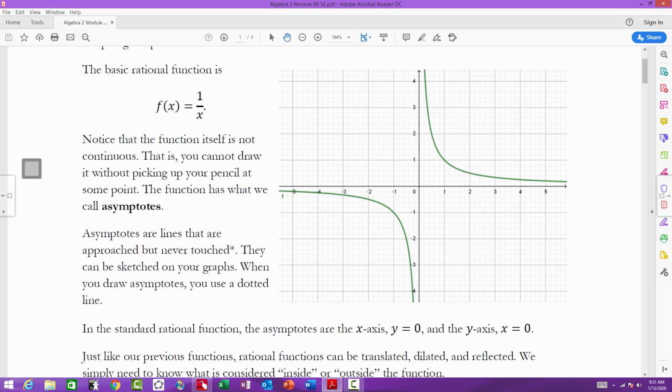Notice right off the bat that the function itself is not continuous, which means that I cannot draw this graph without at some point picking up my writing utensil, right? I start over here, way off forever. I come in, I go down forever, and then at some point, in order to get the other half of it, I'm going to have to pick up my pencil and come back in and draw the other half of it. So this is not a continuous graph. This is a rational function. It is separated by two asymptotes.